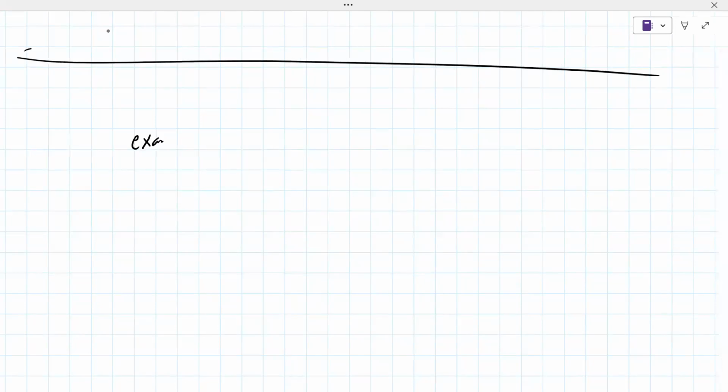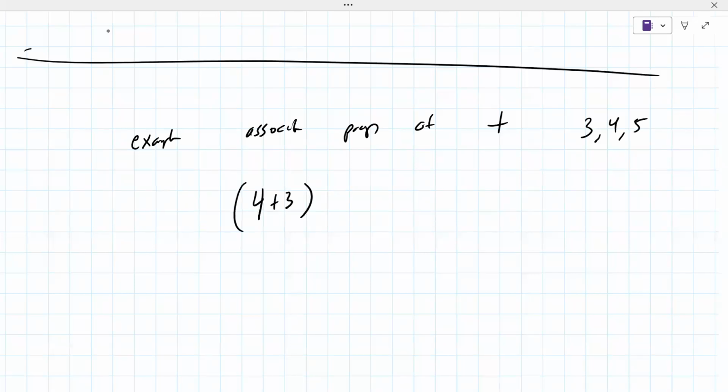Can you give me an example of the associative property of addition using the numbers 3, 4, and 5? 4 plus 3 in parentheses plus 5 equals 4 plus 5 in parentheses plus 3.